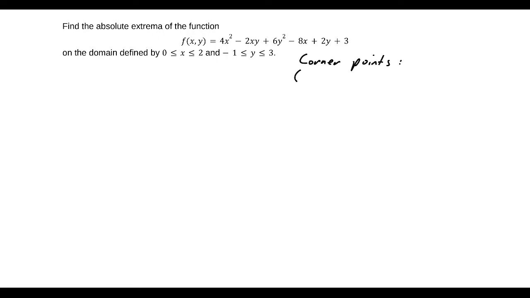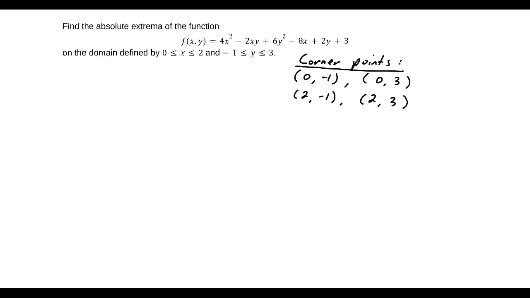So the corner points are given by these points: 0, negative 1; 0, 3; 2, negative 1; and 2, 3. Those are the corner points, and because of the shape of this region, those are possible locations for extrema. Now, the other possibility for extrema would be critical values, critical points.